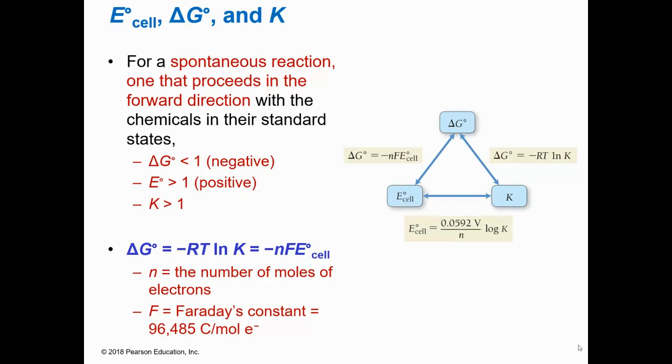All right, so just some things to remember for spontaneous reactions to proceed in the forward direction, which is towards the products. Remember, delta G should be negative, E should be positive, and K should be more than 1.